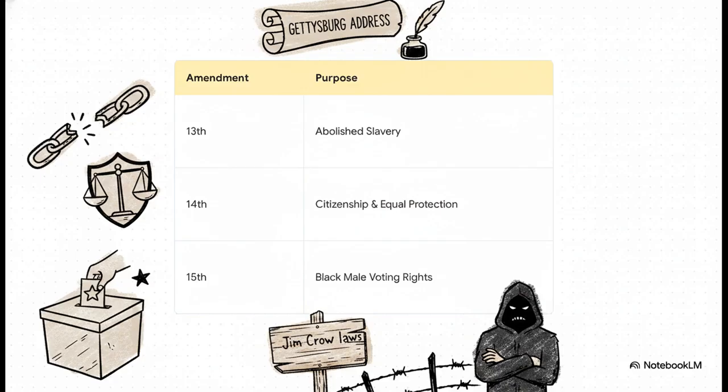Following the Union victory, we hit the Reconstruction era and get three absolutely critical amendments. The 13th abolished slavery. The 14th guaranteed citizenship and equal protection under the law. And the 15th granted Black men the right to vote. But, tragically, Reconstruction failed. When the federal government pulled troops out of the South in 1877, white supremacist groups like the KKK took over. And these vital amendments gave way to decades of oppressive Jim Crow laws.